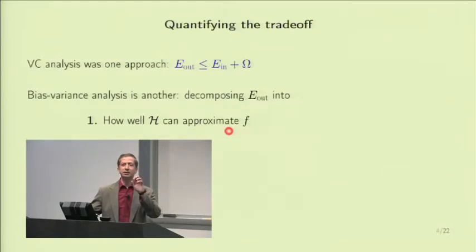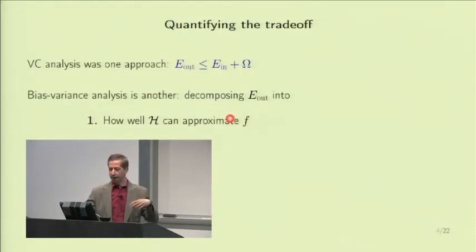As if you had access to the target function, and you are stuck with this hypothesis set, and you are eagerly looking for which hypothesis best describes the target function. And then you quantify how well that best hypothesis performed, and that is your measure of the approximation ability. Okay? Then what is the other component?